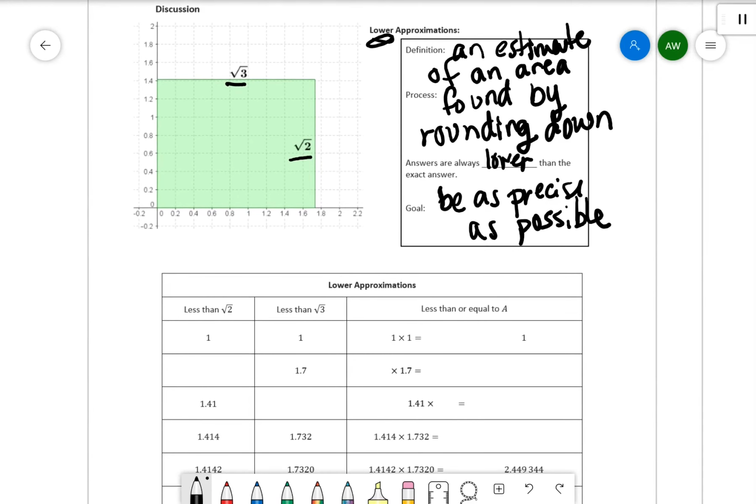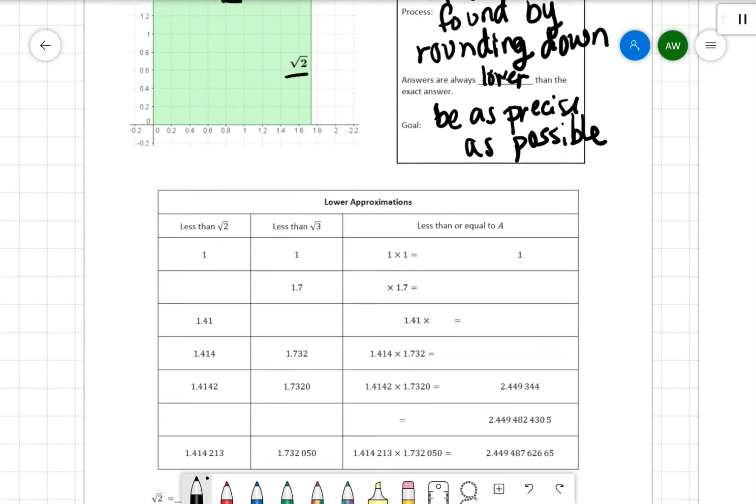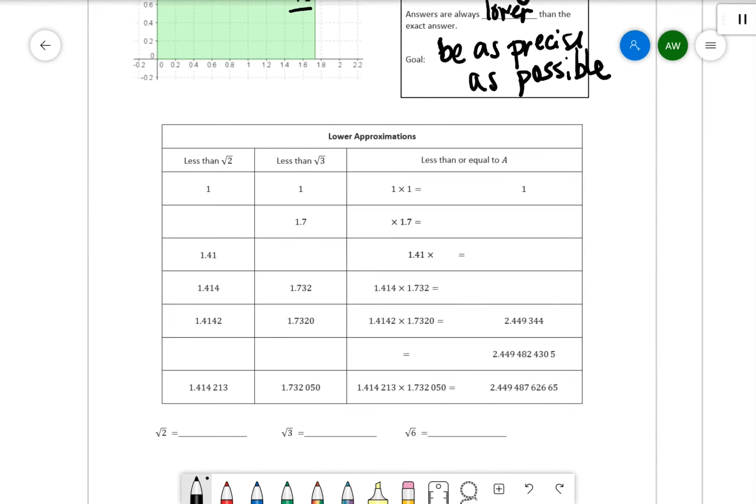So when I do this lower approximation, I'm going to round at different intervals on my number and get closer and closer and closer to the exact answer. Before I can round the square root of 2, the square root of 3, and the square root of 6, I need to know what they are, right? In this first column, we're working with the square root of 2. In the second column, we'll be working with the square root of 3. And in the last column, we'll be working with the actual area, which we know is the square root of 6.